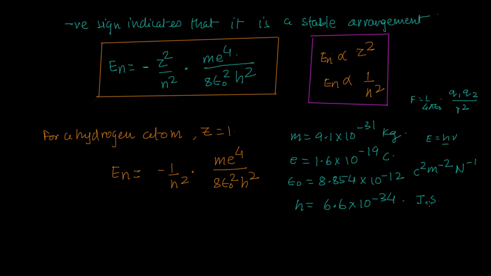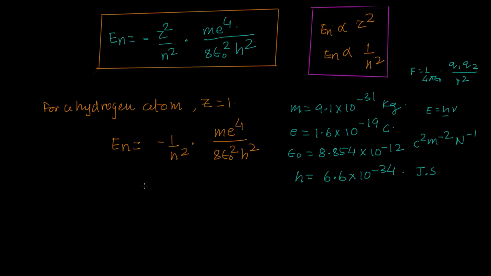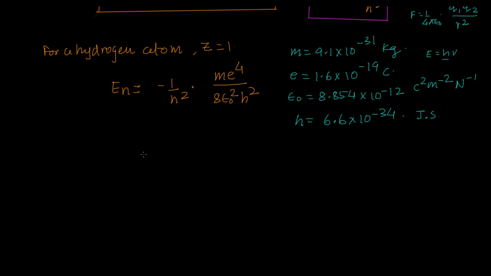Whenever you want the unit of something, you should bring about the corresponding relationship, some formula which involves that quantity. Now let us do that computation, and the value of En that you'll be getting will be in joules. So let's try to find out.